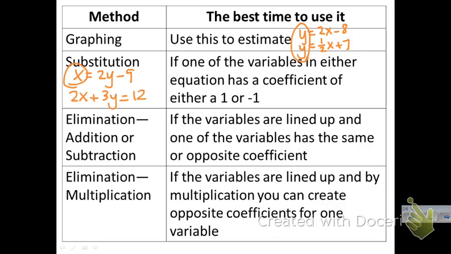Elimination you're going to use if the variables are lined up. If you notice, that's the same in both of them. And then you're going to look for the same or opposite coefficients. If it's the same or opposite coefficients, you're going to add or subtract. If not, but you can still create opposite coefficients for one variable pretty easily, then you're going to use multiplication.